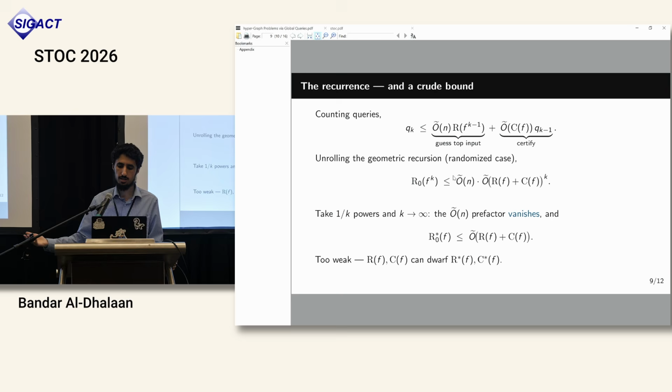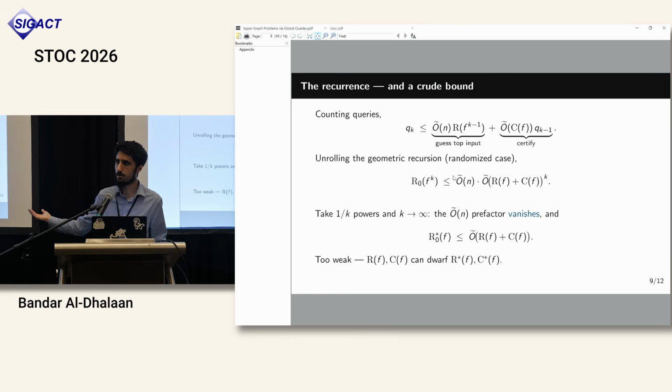And you have a polylog in C of f, because remember that the number of times we had to run that recursive step, the number of children we had to do it for, is at most C of f times q sub k minus 1, which is our recursive call. When we unroll that geometric recursion, taking the expected cost, we get that R0 of f to the k is at most up to logs R of f plus C of f to the k.